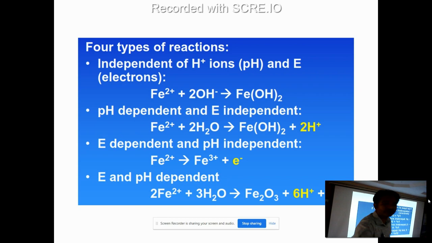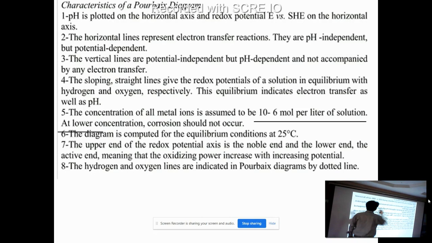Go back again. We'll discuss the characteristics of phase diagrams. So now you understood what horizontal lines are. Horizontal lines are electron transfer reactions, or pH independent. Vertical lines are potential independent. Sloping lines, what are sloping lines? See, potential is on y, pH on x. Now I got a straight line like this with some slope. So what do you mean by this? Potential is varying and pH is also varying, is it not?